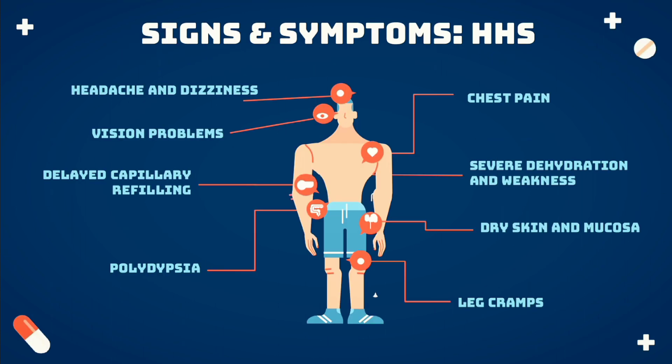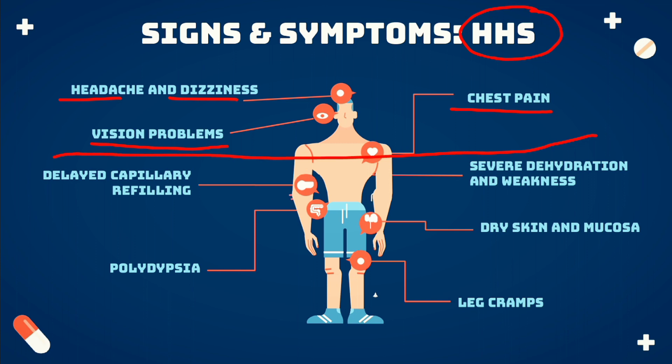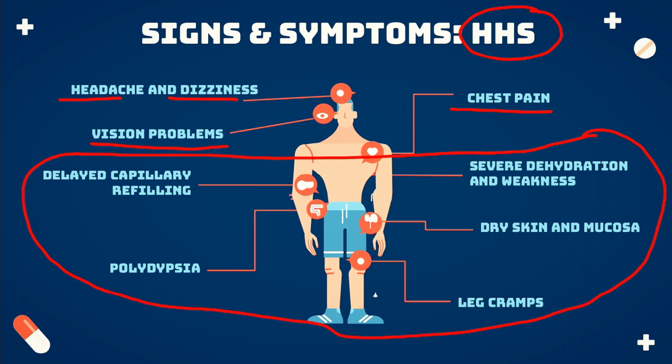Let's see what are the signs and symptoms which a person can show if he is developing HHS. The person can have headache and dizziness. There may be some vision problems in such patients. Chest pain may also be there. As we have already studied, this HHS is a hyperosmolar or hyperglycemic state, which leads to dehydration. So these are the signs and symptoms which are associated with the dehydration like condition.